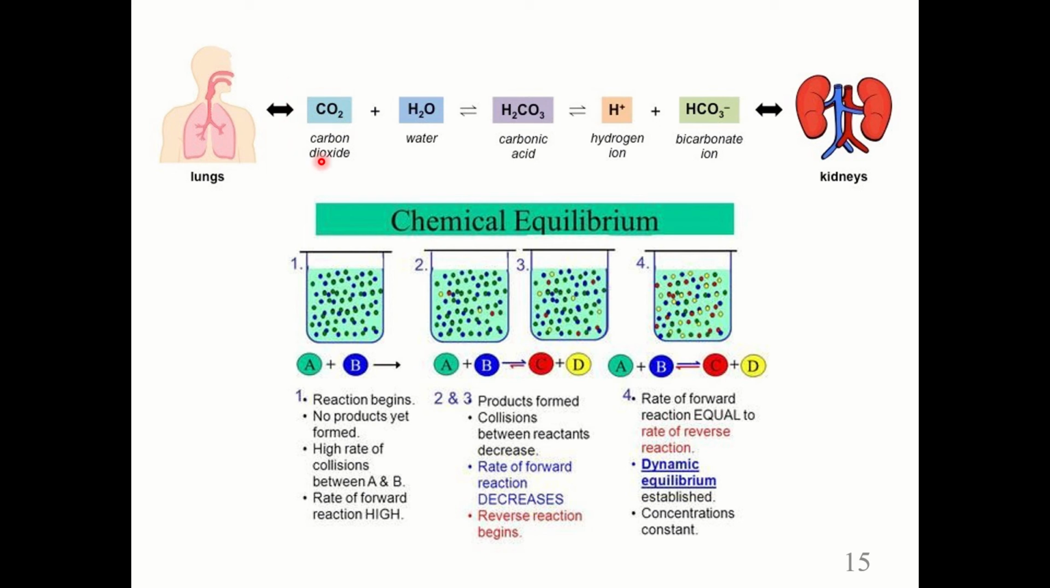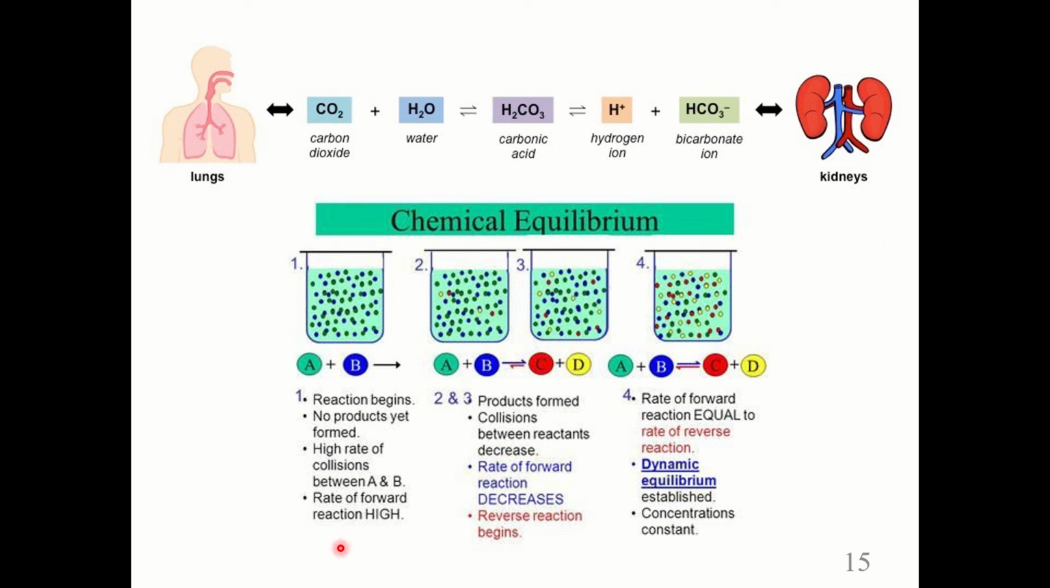If we have a buildup of our reactants, carbon dioxide and water, in our blood, it will form carbonic acid. And then it will form hydrogen and a bicarbonate ion. And the kidneys will either reabsorb or excrete the products as needed. So this reaction is constantly going left to right to maintain the chemical equilibrium of blood pH 7.35 to 7.45.